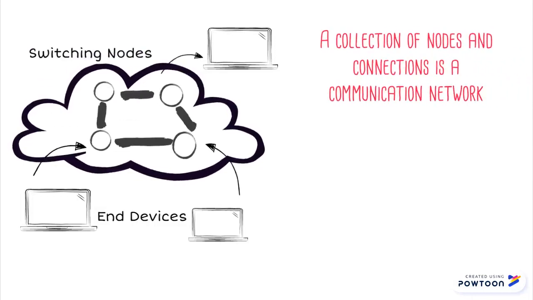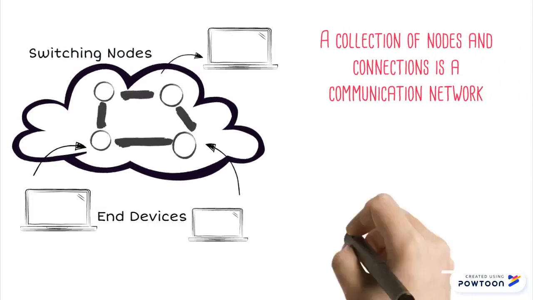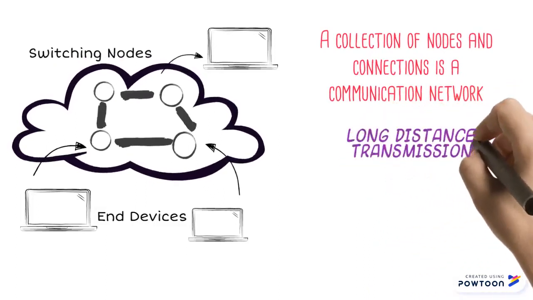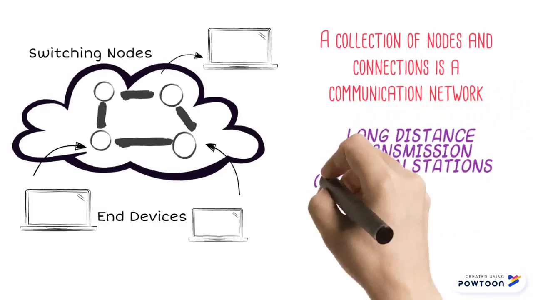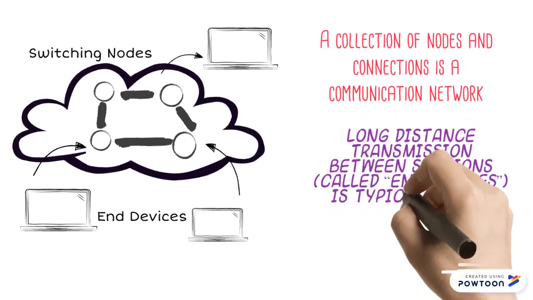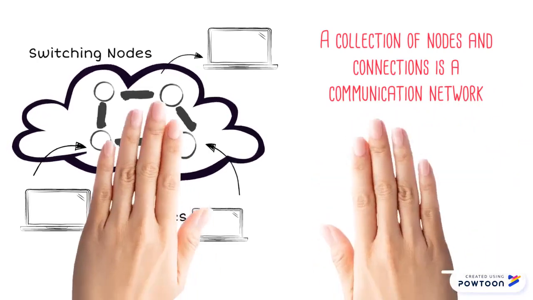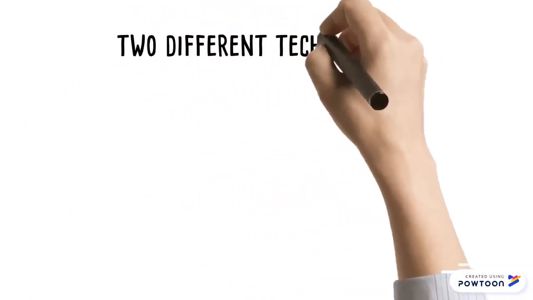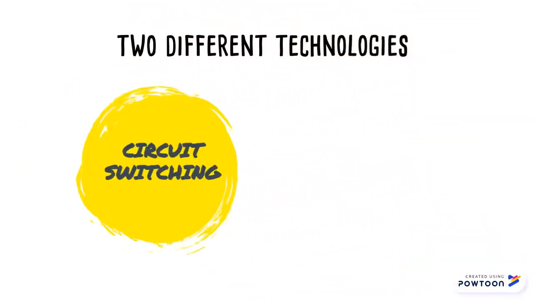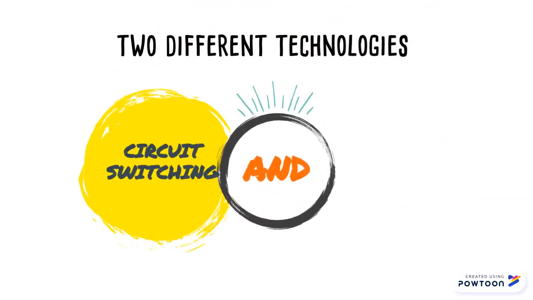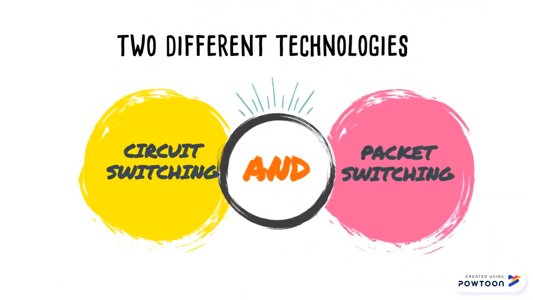A collection of nodes and connections is a communication network. Long-distance transmission between stations, called end devices, is typically done over a network of switching nodes. Two different technologies: circuit switching and packet switching.